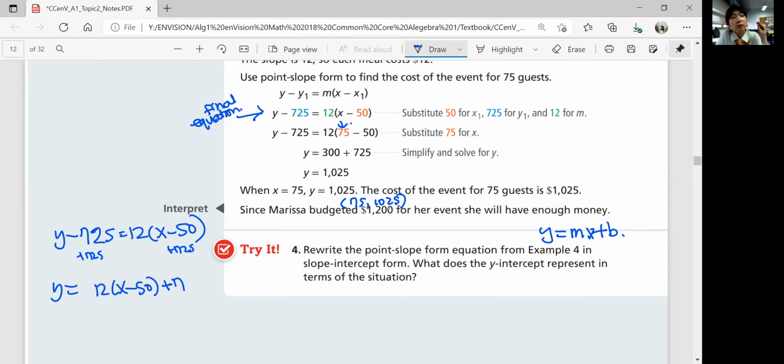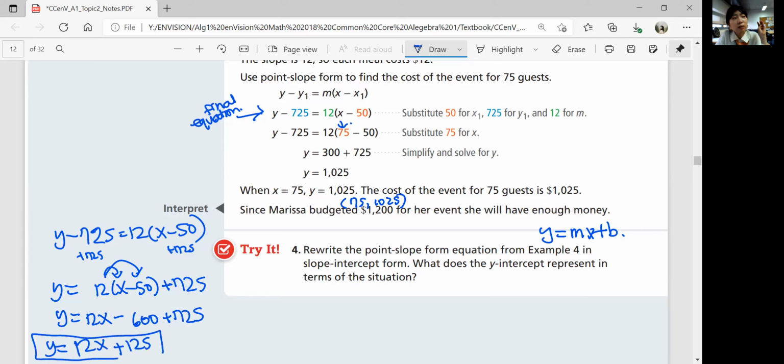But what do you have to do? That still does not look like the slope-intercept form. You need an mx plus b, right? 725 is not going to be your y-intercept. Let's solve by using the distributive property. y is equal to 12x minus 50 times 12, which is 600, plus 725. You simplify: y is equal to 12x plus 125. Okay, that is your slope-intercept form.